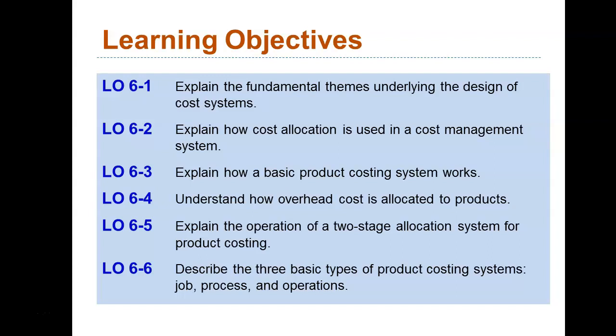I want to understand the themes along which we design cost systems. I want to talk about how allocation is used. I want to talk about products, how they're used, the system, how it's used, how overhead is allocated to products. We want to talk about two-stage allocation for product costing, and we want to talk about the types of costing systems: job costing, process, and operations. And that's what we're going to go on today. Really important to stay focused and centered on these objectives.